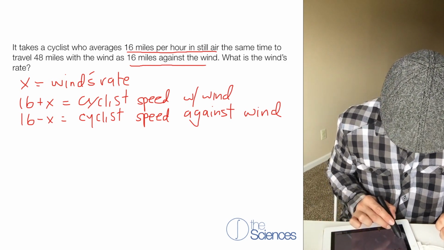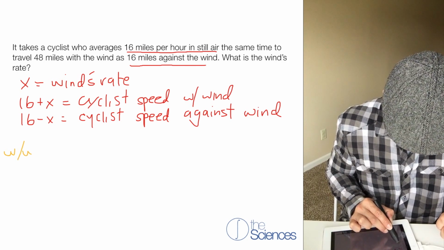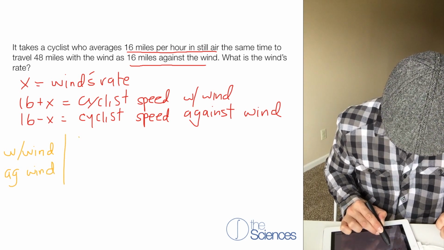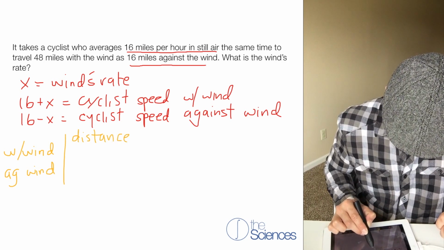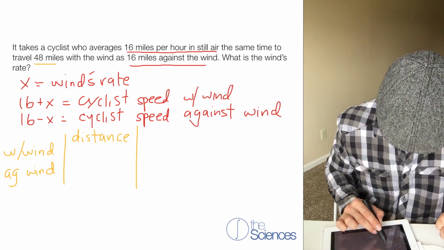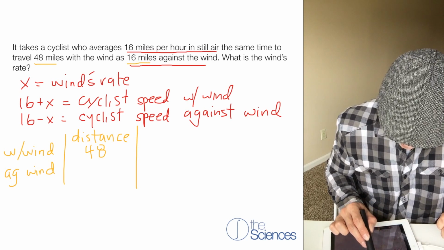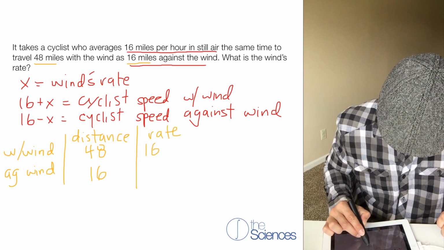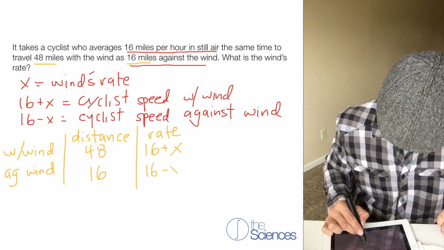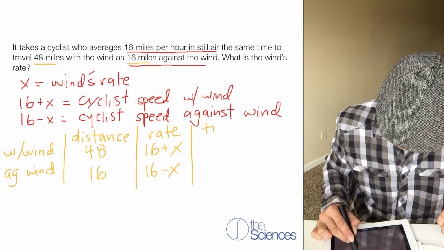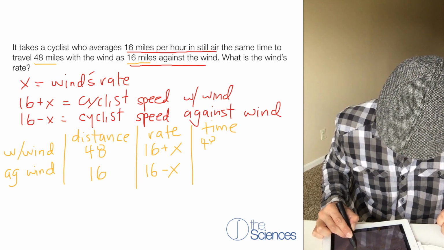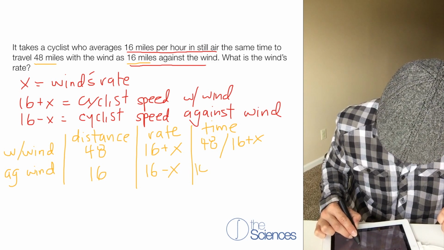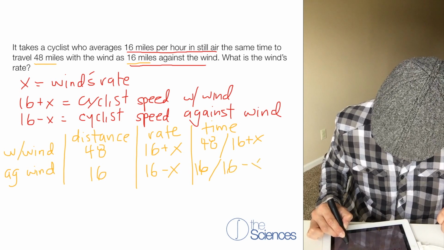So now if we make a little bar graph, we could go with wind, and then against. So if we go distance, the distance with the wind is 48 miles, and then against the wind is 16 miles. Now the rate, we said, was 16 plus x with the wind and 16 minus x against the wind. So that means our time is 48 divided by 16 plus x, or 16 divided by 16 minus x.